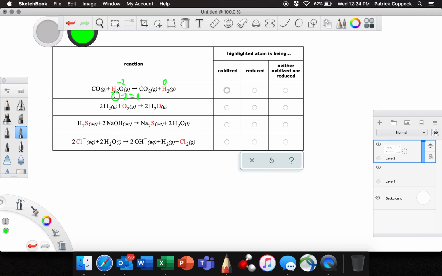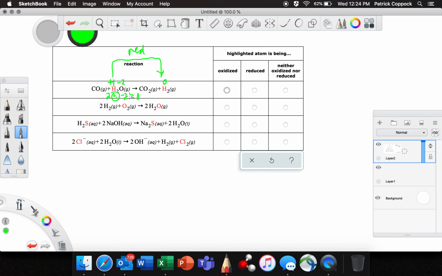-2. And so this must be, because we've got 2 hydrogens there, right? So that must be +1. Can you read my writing? So this is +1. So it goes from +1 to 0. And since it goes down, that is a reduction. All right? So let's do oxygen here.